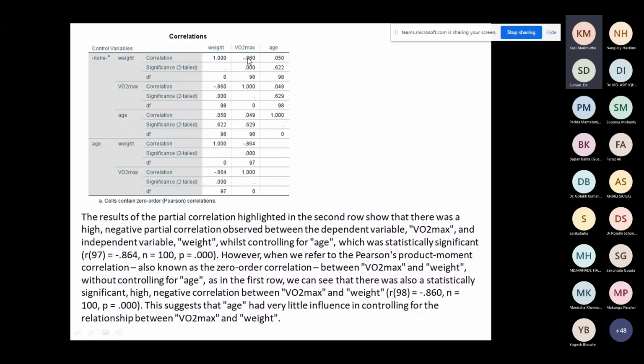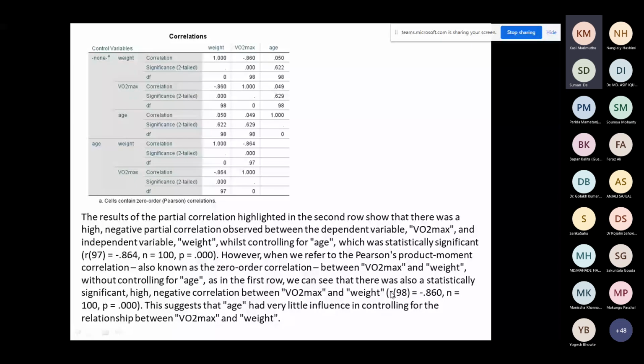So without age, the correlation was found to be negative 0.860. So nullifying the age, the negative correlation was slightly influenced. How do you write this? When we refer to the Pearson product moment correlation, otherwise the zero order correlation, between VO2 max and weight without controlling age, in the first row, we can see that there was also a statistically significant high negative correlation between VO2 max and weight.